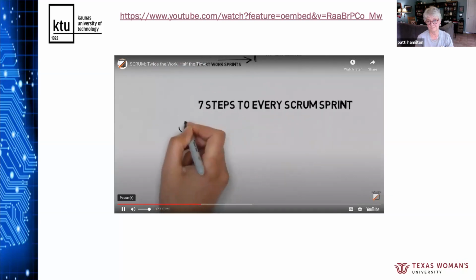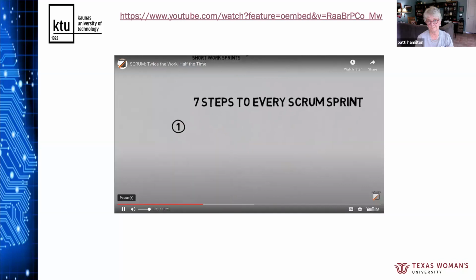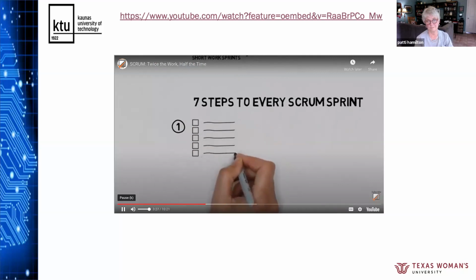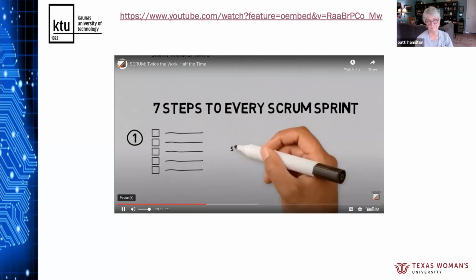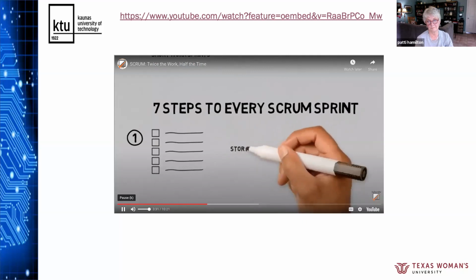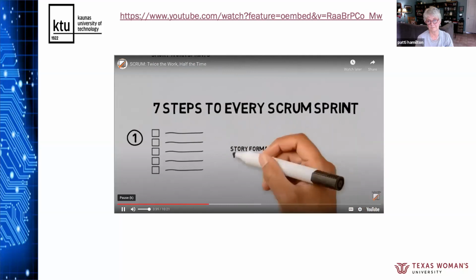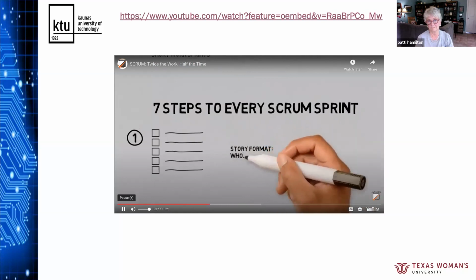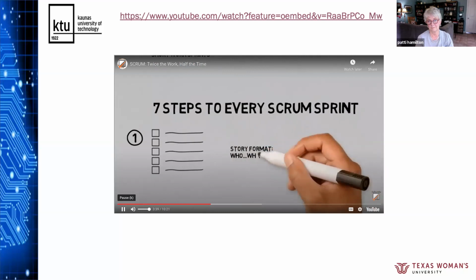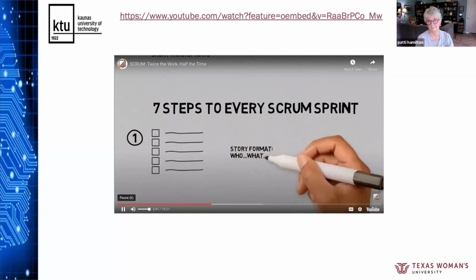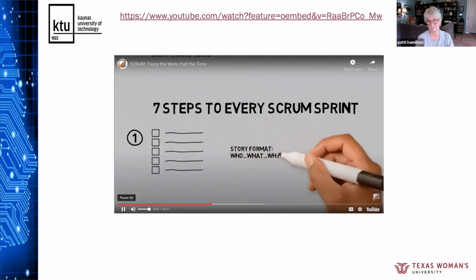Here are the 7 steps of every Scrum sprint. Step number 1, populate a backlog of all the things you need to do on the project. Don't make it very detailed. Just list all the items you need to complete on the project. Put them in story format. Each task should read like a narrative. Who needs it? What specifically do they need? And why do they need it? What are they going to use it for?